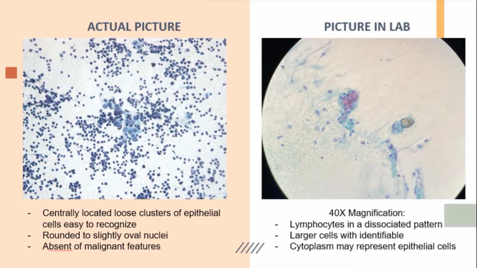And then also the rounded to slightly oval nuclei and absence of malignant features. In the actual lab, when observed under magnification of 40 times, we can observe lymphocytes in a dissociated pattern. And then there are also larger cells with identifiable cytoplasm that may represent the epithelial cells.